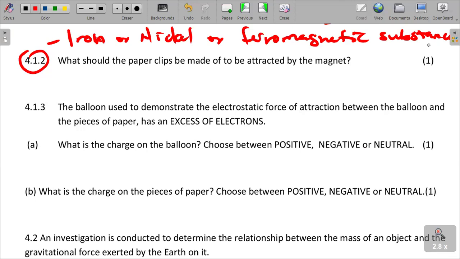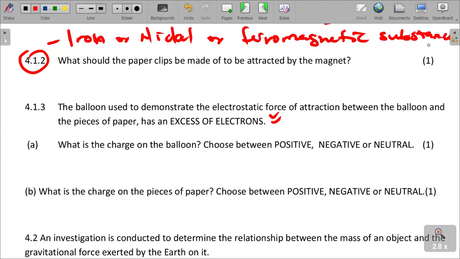And then the balloon that is used to demonstrate the electrostatic force of attraction between the balloon and the pieces of paper has excess electrons. That is what we are given there. What is the charge on the balloon? Choose between positive or negative or neutral.